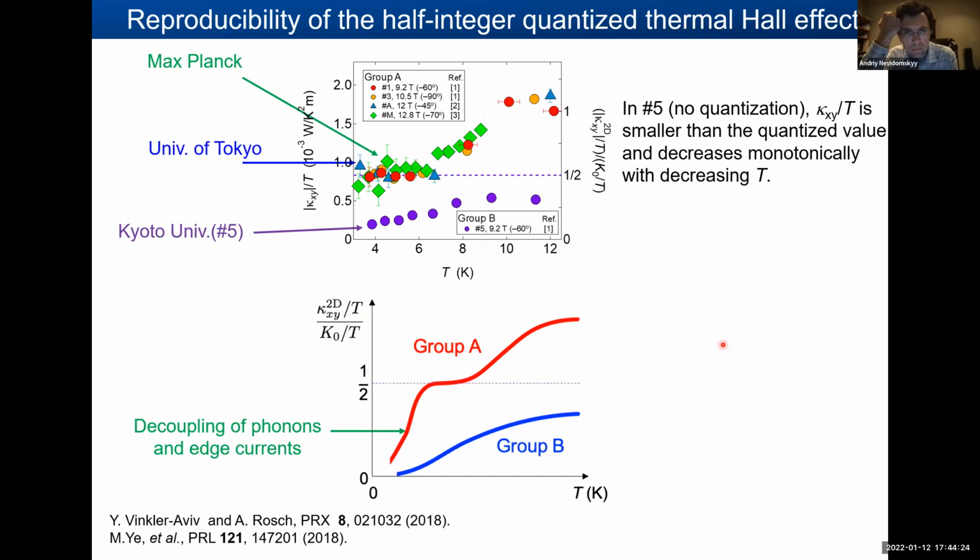And is the reasoning what you said here, that the phonons decouple from the edge current? Is that what you're saying? It's a survey by Achim Rosch and Leo Marens. I see, so that's the explanation. Actually, we did not measure the low temperature, but Hidenori Takagi's group measured the thermal Hall effect at low temperature, and they observed this phenomenon. Gotcha. Okay. Thank you so much.